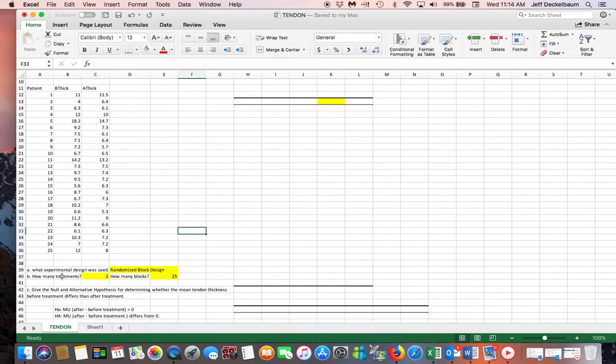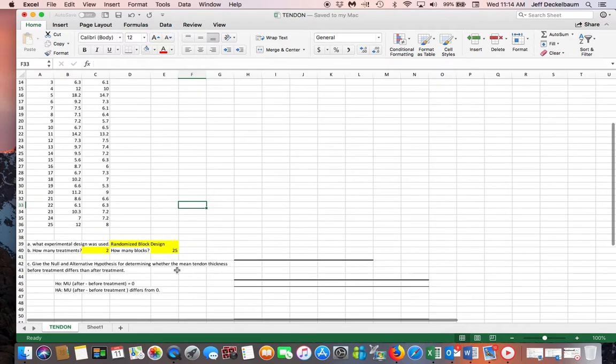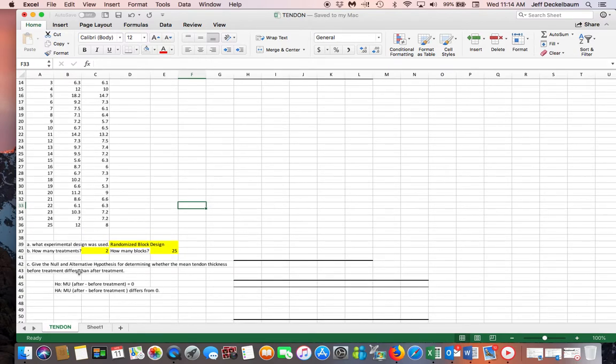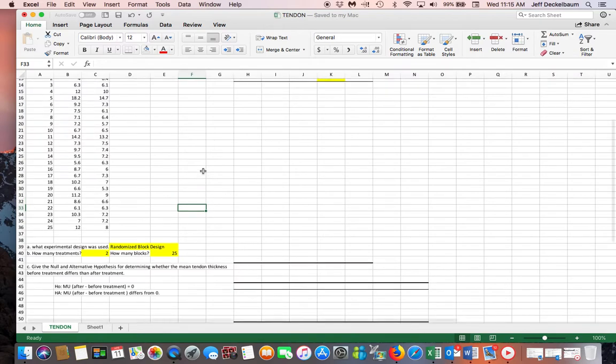The question we're being asked is to give the null and alternative hypothesis for determining whether the mean tendon thickness before treatment differs from after treatment. So I've written it as the null, mu after minus before treatment is 0, and the alternative hypothesis, mu after minus before treatment differs from 0. And then of course we're going to want to know if we reject or do not reject the null hypothesis.